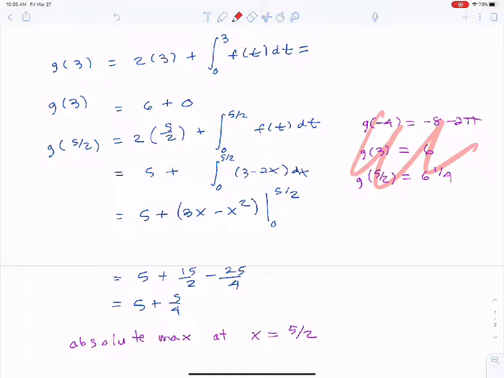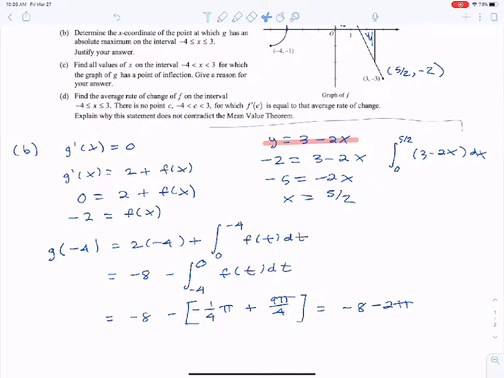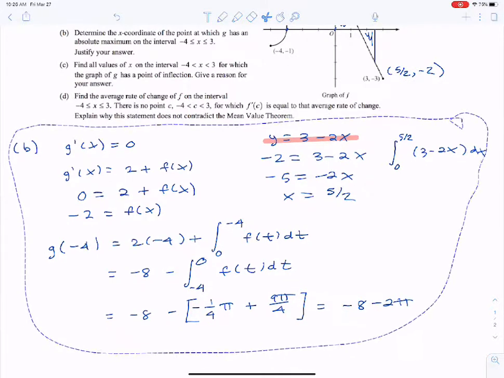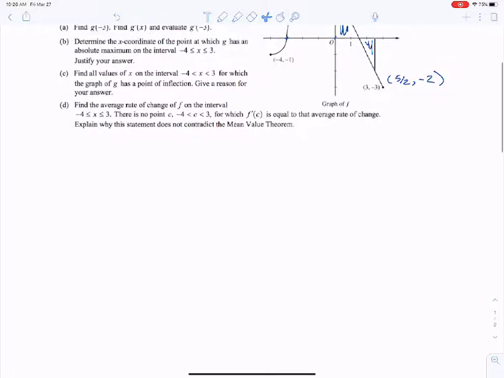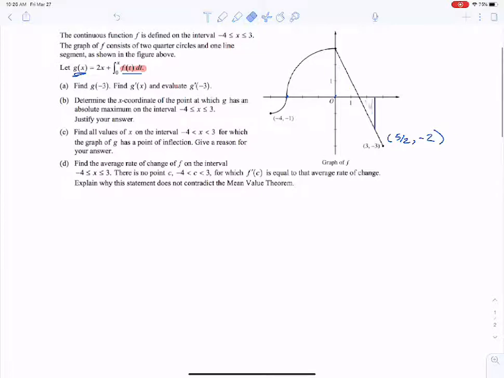Okay, let's move on to C. Wow, that one was kind of a long one. Okay, let's see what we got here. Find the average rate of change. Let me clean up my graph a little bit more. Find the average rate of change on the interval from -4 to 3. There is no point C on that interval for which f prime of C equals that average rate of change. Explain why that statement does not contradict the mean value theorem.